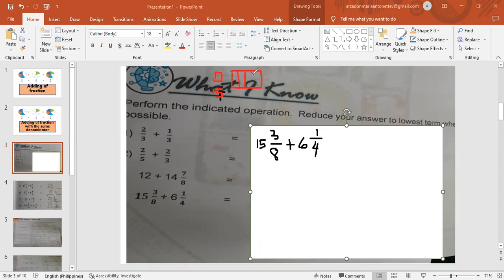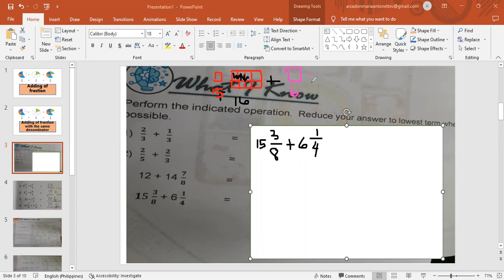1, 2, 3, 4. You have 8 parts there. And then with that 8 parts, only 3 are shaded. So this 15 cannot move to 16 because it's not complete yet. The triangle is not yet complete. Therefore, we have to add now. And then next, you have the 6 triangles. I'm just making it shortcut, okay? Imagine that is 6 triangles.